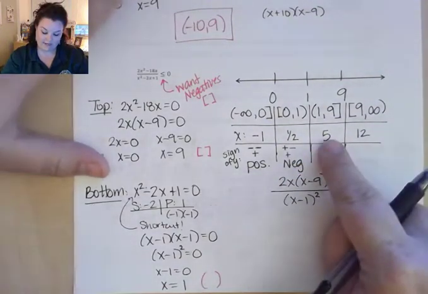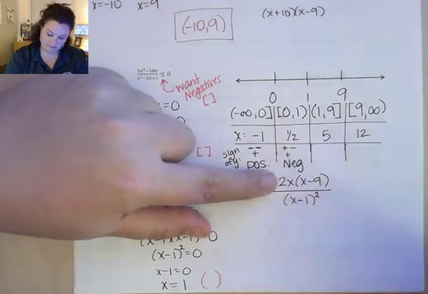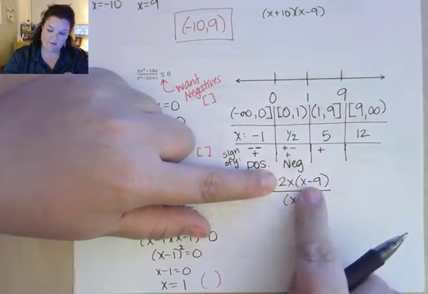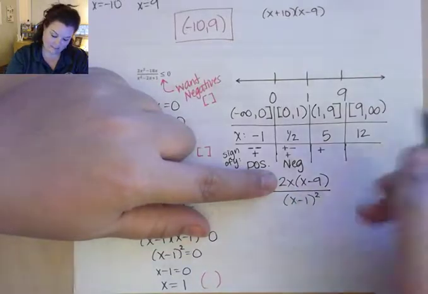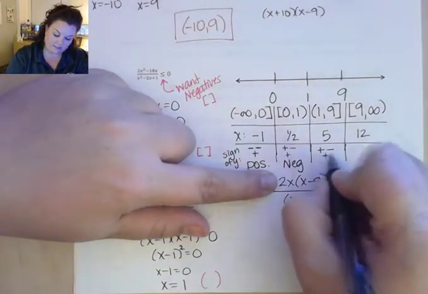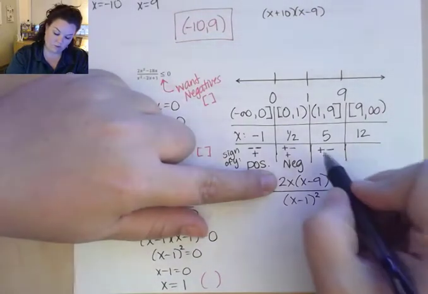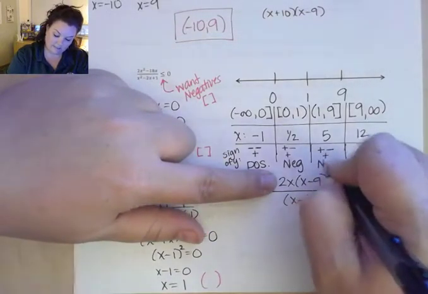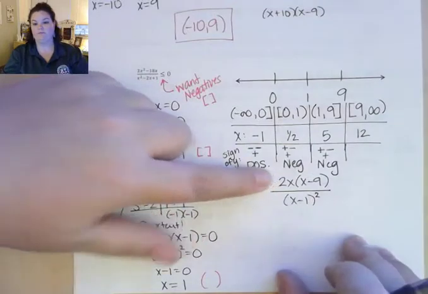And then we try 5. 5 times 2 is going to be positive. 5 minus 9 is going to be negative. And on bottom, we end up with a positive because it's squared, right? So 2 positives and a negative give us another negative interval.